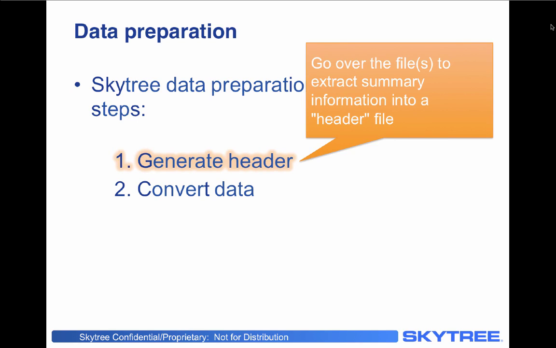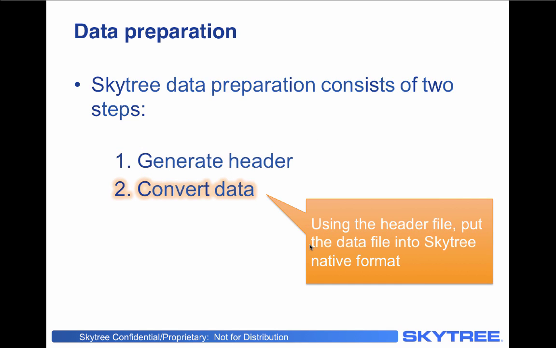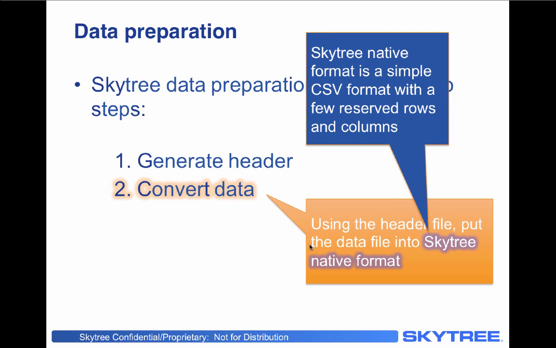The generate header step basically consists of letting Skytree go over your data files to extract summary information into something called a header file. Once that header file is written out, you can go to the convert data step, which consists of using the header file to put the data into a format that Skytree can work with, a Skytree native format. This Skytree native format is really a very simple format. It's a comma-separated value format with a few reserved rows and columns that Skytree needs.